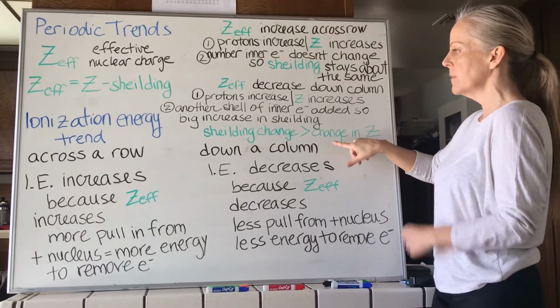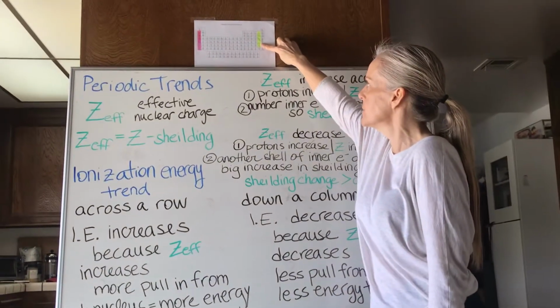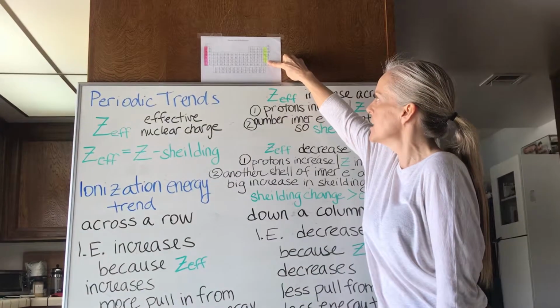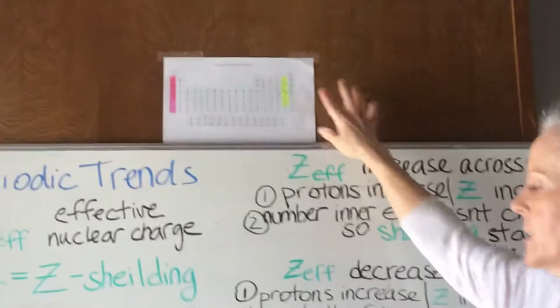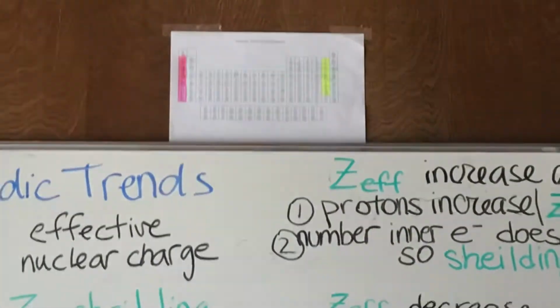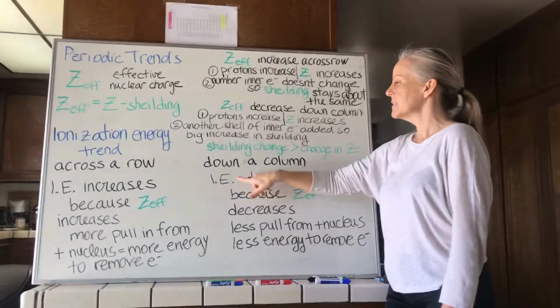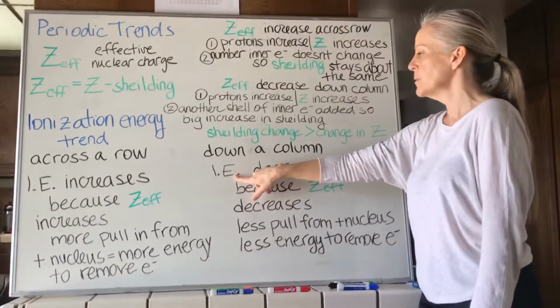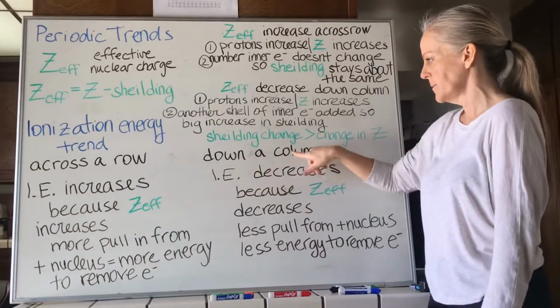Down a column on the periodic table, so if we're going down any of these columns, and there are certain exceptions to this, a couple of elements, but we're not going to talk about those. But the general trend is, as you go down a column, the ionization energy is going to decrease. It means it takes less energy to remove an electron as you go down a column.